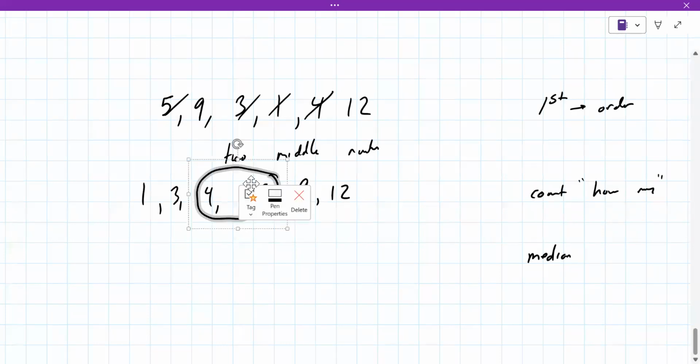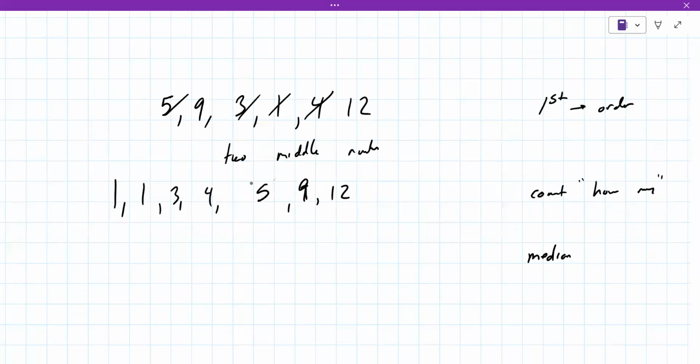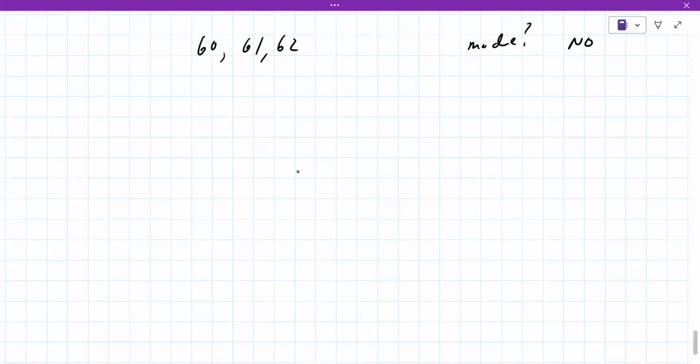All right. Let me add a number to this data set. And let me add another number to this data set. What is the mode? 1. Is there another mode? 5. There could be more than one mode. Okay. Now let's say I give you a new data set that's just like this. Does this have a mode? No mode. Good. Very good. So now we can move on to box and whisker plots.